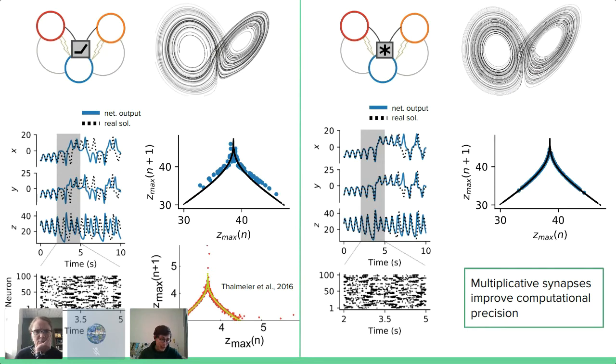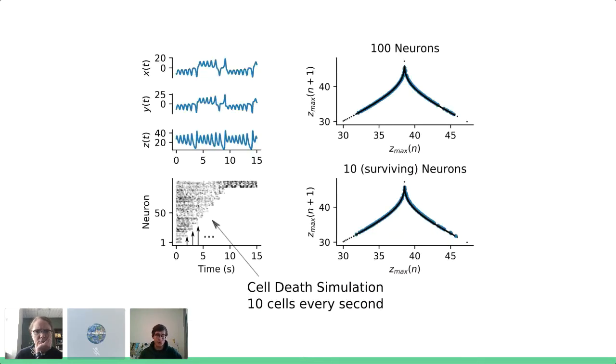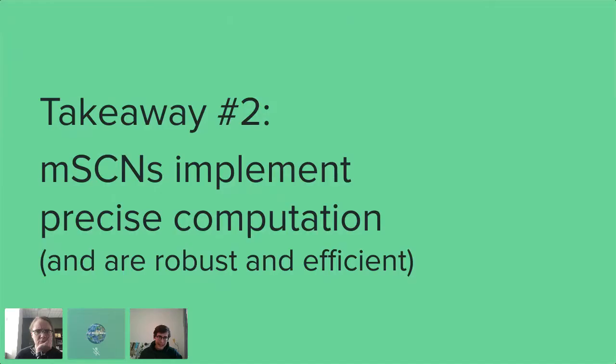Moreover, I want to briefly show you that these networks are also extremely robust. In fact, if you kill up to 90% of the units, you still have a very, very good output. So as a second takeaway from these slides, you can see that the multiplicative spike coding networks are very precise. And similarly to the original spike coding networks, they are also robust and efficient.